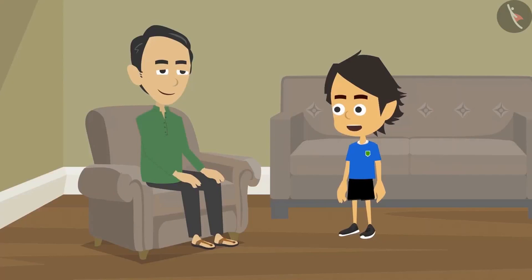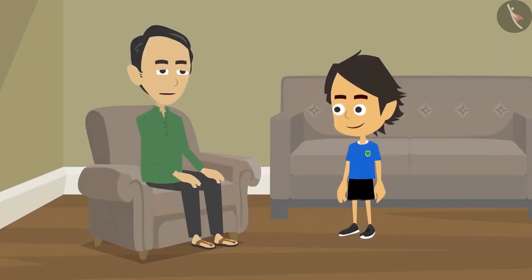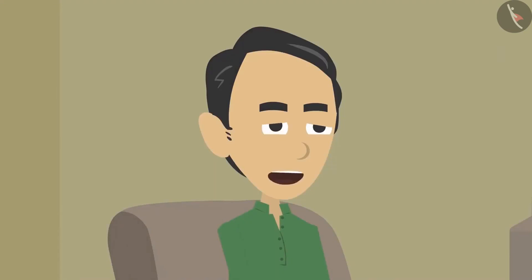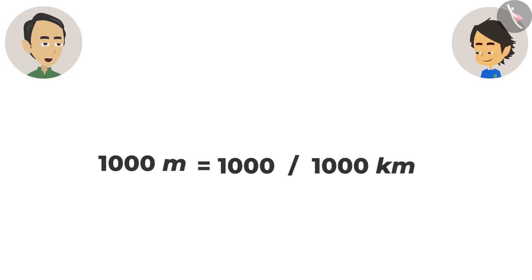But how can I remember that there are 1000 meters in a kilometer, Papa? For this, you just need to remember that kilo means 1000. Then kilometer will mean 1000 meters. Yes, now it will be easy to remember. But if we are given meters, how will we convert it into kilometers? Very easy. To convert meters into kilometers, divide by 1000. For example, if 1000 meters is to be converted into kilometers, divide by 1000, and the answer will be 1 kilometer.